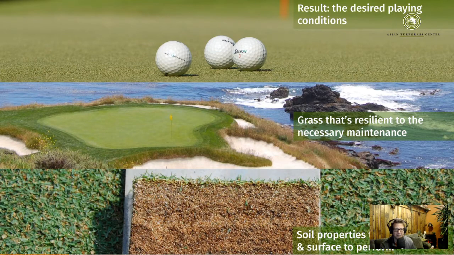So there are three levels that we need to have. We need to have some consideration of the playing conditions, and then we also need to consider what we need to do to have grass that's resilient to the maintenance that's necessary to produce those playing conditions. And we also need to have soil properties that will support that grass and the type of surface that we need.